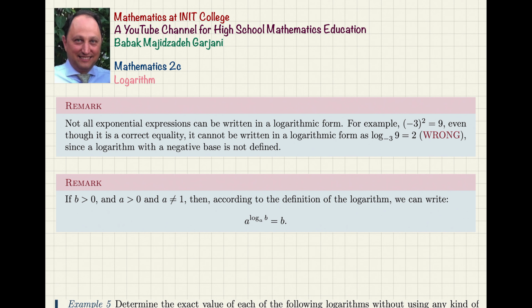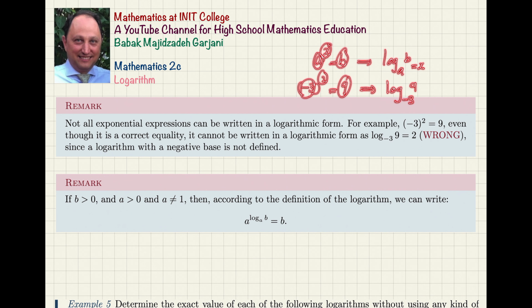This cannot be written in a logarithmic form, because if you remember, I told you that when you have a to the x equals b, then this would imply that log of b in base a is equal to x. You might say that, okay, minus 3 to power 2 is equal to 9. Let me give the role of a to minus 3, the role of x to 2, the role of b to 9. So you might conclude that the log of 9 in base minus 3 is equal to 2. Yes? This is something that you need to be careful about.